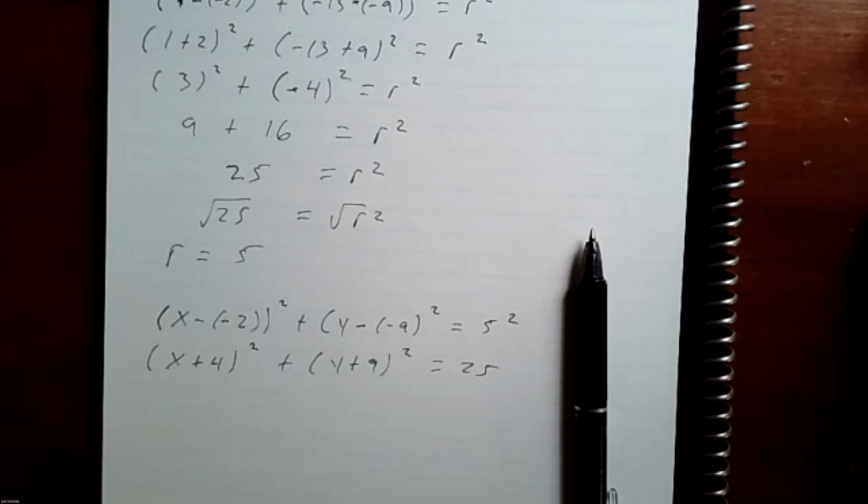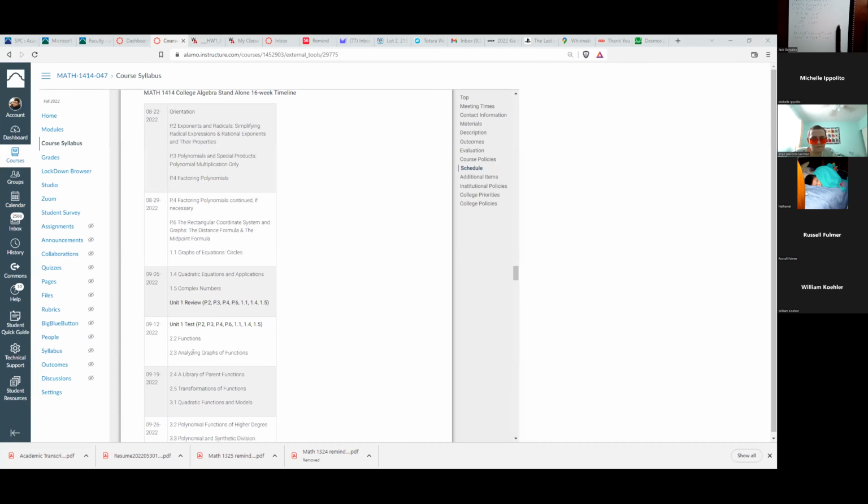If you look up the syllabus, it'll tell you right here. Unit 1 would be, I guess, P2 all the way through 1.5. Let me share the screen so you can see. So if you look at the syllabus, we're right here. We just finished 1.1. Unit 1 is P2 through 1.5. Next week we'll do 1.4, 1.5, and keep going.